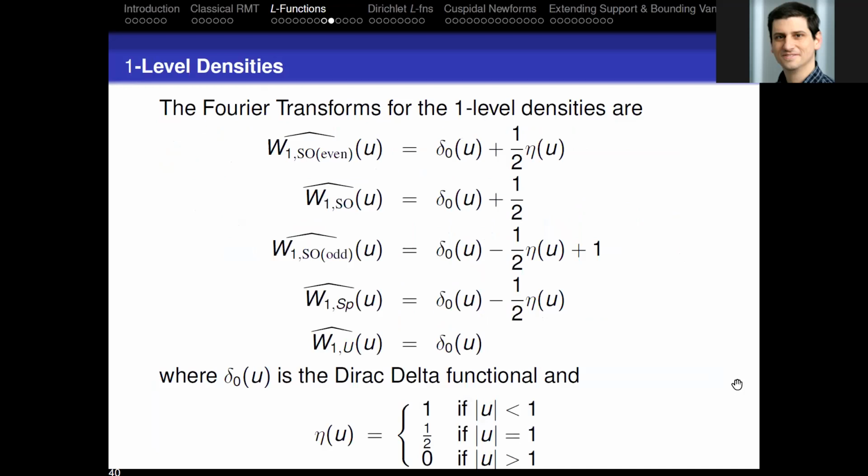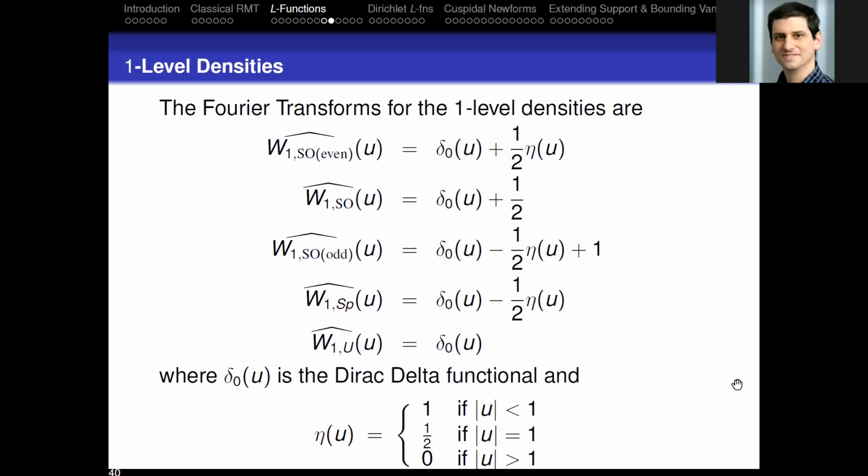And so just explicitly recording what the different symmetries are. Here, delta naught is the delta function, and eta is 1 if the absolute value of u is less than 1, 0 if it's greater than 1. You can see that unitary and symplectic are different from the orthogonals, but if your test function is supported between -1 and 1, you actually can't distinguish the three orthogonal flavors. And you could be in a ridiculous situation where all the forms in your family have even sign, but the underlying symmetry is SO odd, not SO even.